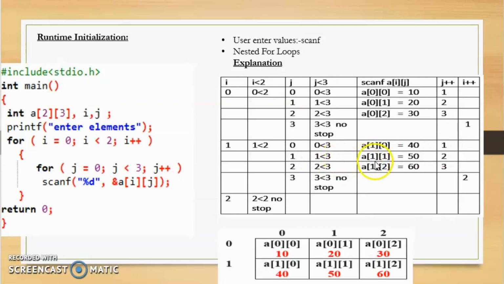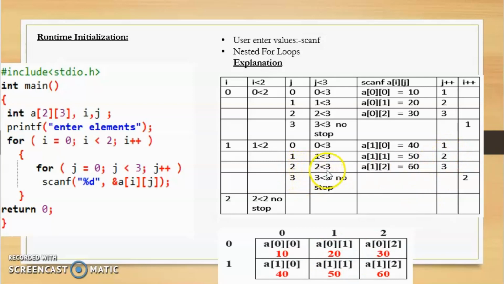So it will execute the scanf statement. Say suppose user enters value as 50. It will be stored at A of 1, 1, because i is 1 and j is 1. So we can see that 50 is inserted at position A of 1, 1. Then again the inner loop will be incremented, so j value will become 2.